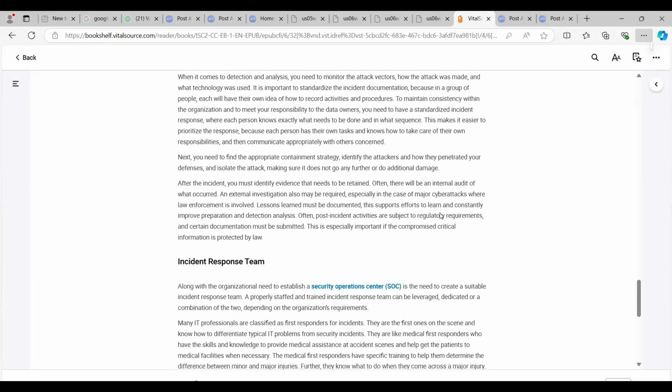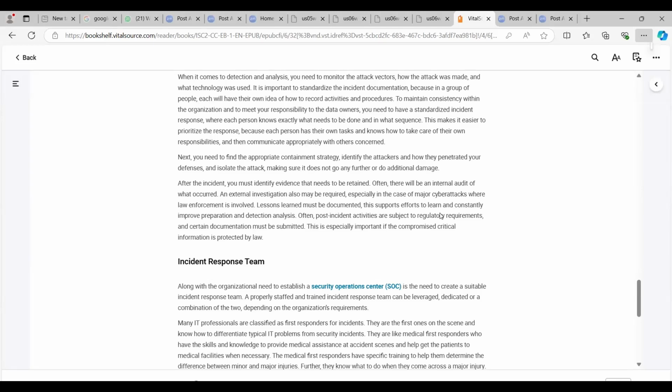After the incident, you must identify evidence that needs to be retained. Often, there will be an internal audit of what occurred. An external investigation also may be required, especially in the case of a major cyber attack where law enforcement is involved. They will come to your organization and do some forensics to know what really happened if your staff cannot do it.